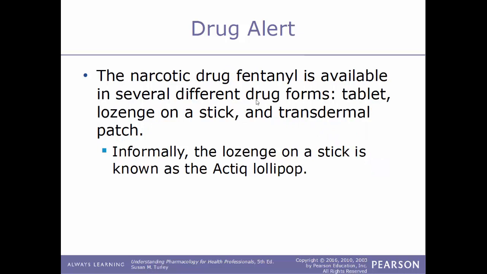The narcotic drug fentanyl is available in several different drug forms. It can be given in a tablet, a transdermal patch, or even a lozenge on a stick. And informally, when it's given in that form, it's called the Actiq lollipop, and Actiq is the trade name for that drug.